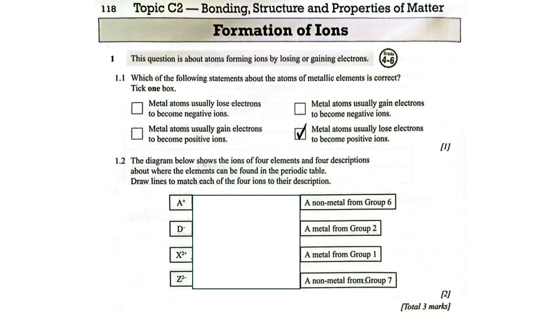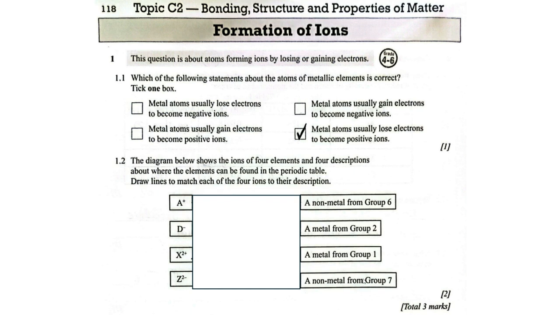Next one. The diagram below shows the ions of four elements and four descriptions about where the elements can be found in the periodic table. Draw a line to match each of the four ions to their description. So A plus, if it's plus, it means that it has lost an electron. If it's lost an electron, it's a metal. If the charge is plus one, only one electron was lost. So the element had one electron in its outer shell. It must belong to group one. So a metal from group one is A plus.